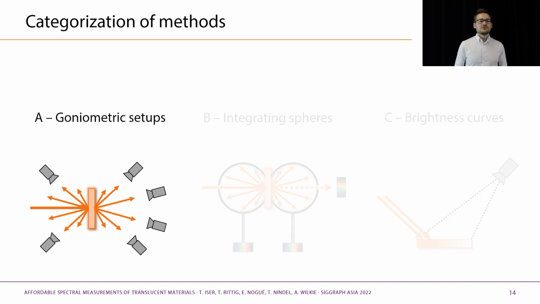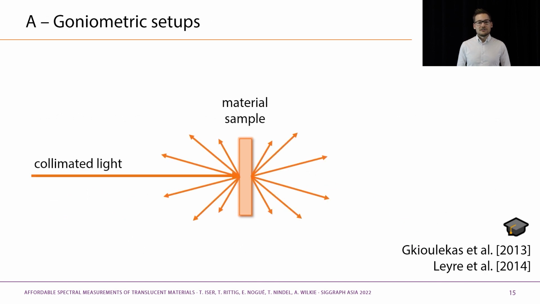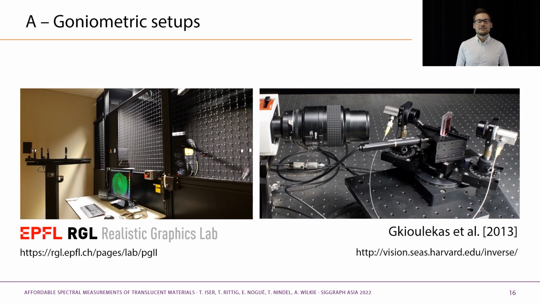The first group uses goniometric setups. In these, you shine a collimated beam of light onto your material. This light scatters around, and you detect it from various angles. The obvious drawback is that you need rotational stages that will allow you to rotate your sensors around the sample. And no matter how much automation you use, you still need accurate calibrations and precise optical equipment.